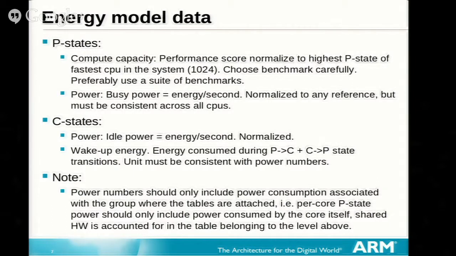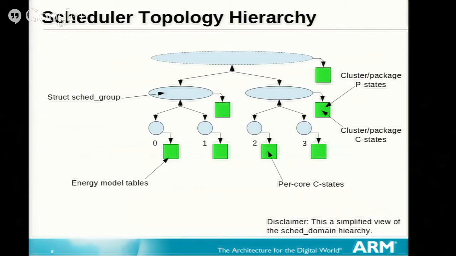As I said before, it's really important that the power numbers we put into the tables in this hierarchy, the table associated with just the CPU group, only have the power consumption of that CPU. If there is cluster level power consumption, it should be accounted for in a table associated with the cluster itself. So the rule here is that whatever data you put into the green bit associated with the group should be the contribution by that group alone.